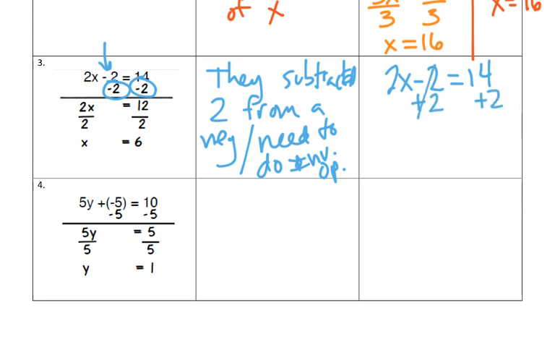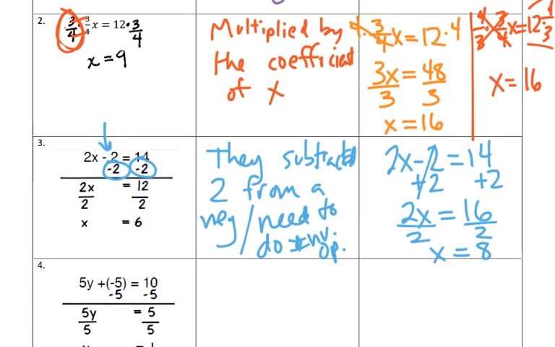That would get that to be 0. So we're left with 2x equals 16. Then divide by 2 and we get x equals 8. Okay? That's what it should have looked like. Alright.